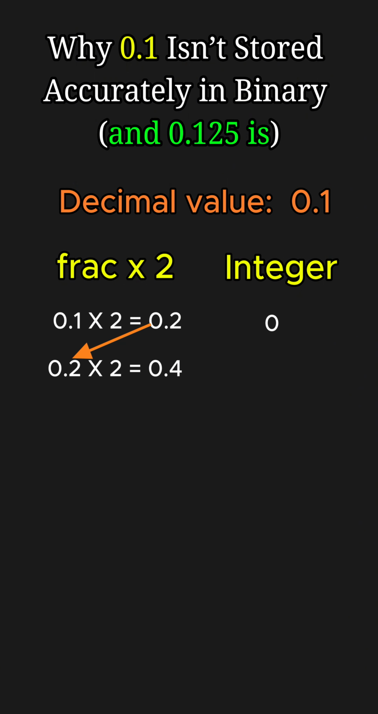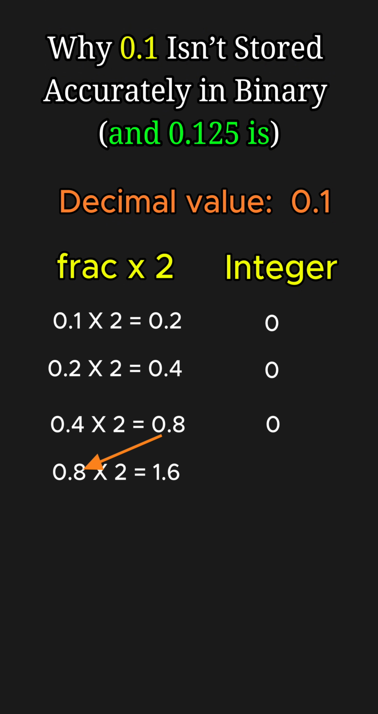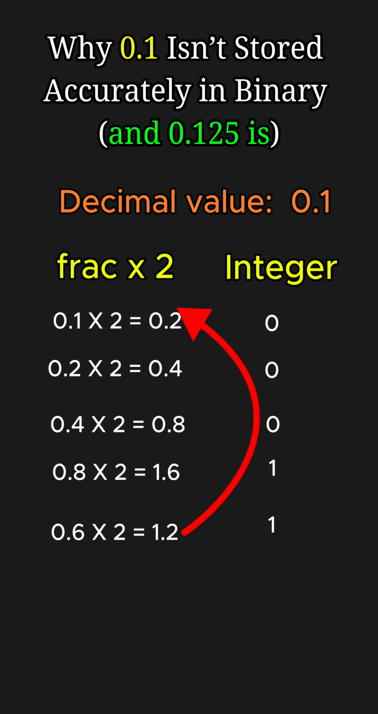Now we again multiply 0.2 by 2, which gives 0.4 with integer part as 0. Now we again multiply 0.4 by 2, which will give us 0.8 with integer part as 0. Now we multiply 0.8 by 2, which gives us 1.6 with integer part as 1 and fractional part is 0.6. So we again multiply 0.6 by 2, which gives us 1.2 with the integer value as 1 and the fractional value as 0.2, and the cycle repeats.